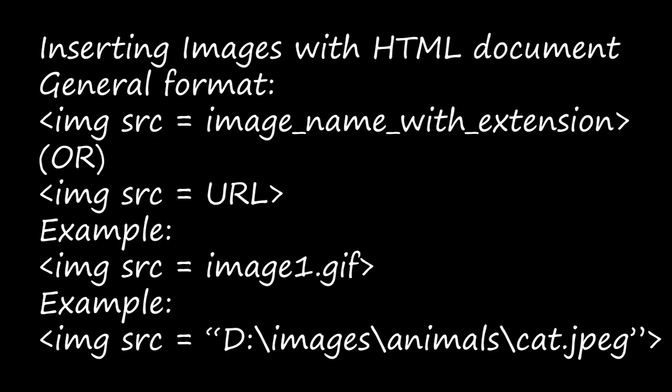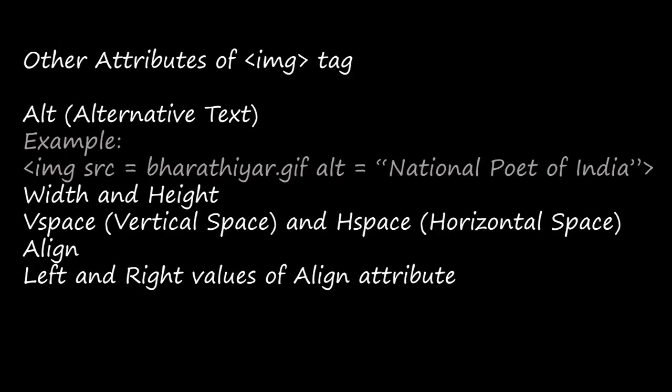Now we can see the other attributes of image tags. The other attributes are alt, that is alternative text, width and height, v space, vertical space, and horizontal space, that is h space. And align, with left and right values of the align attribute. These are all the other attributes of image tags. First, let's see about alt, that is alternative text.